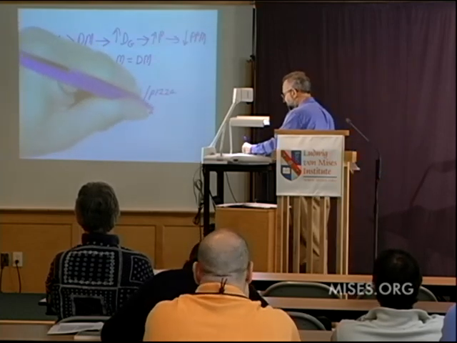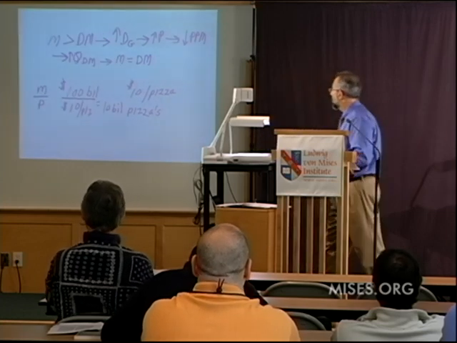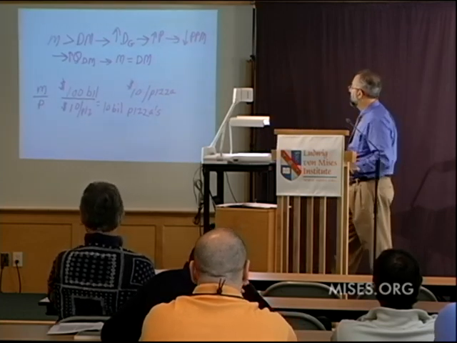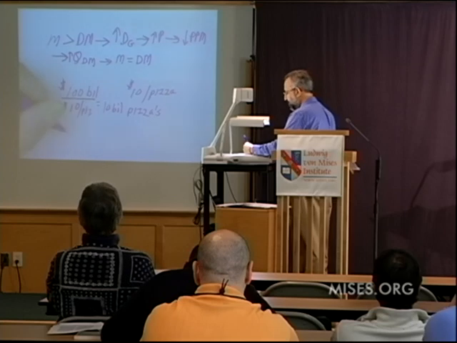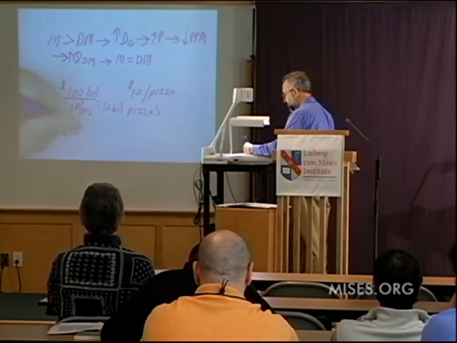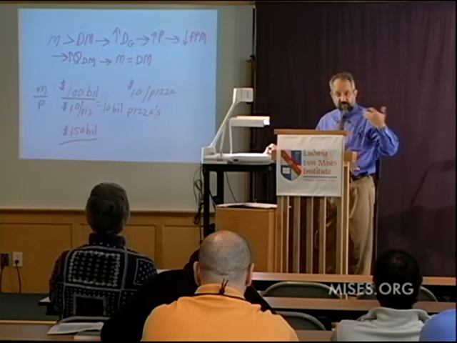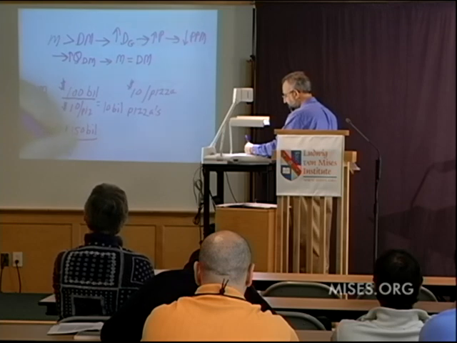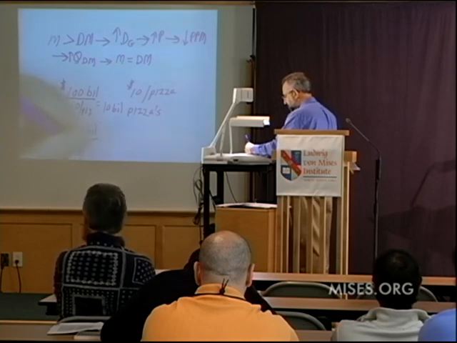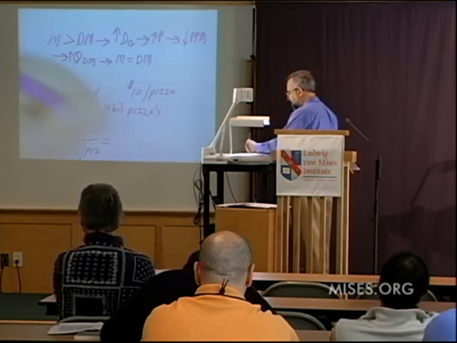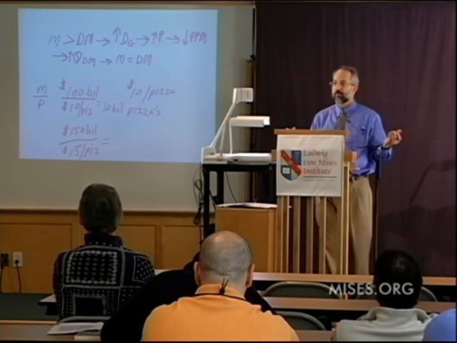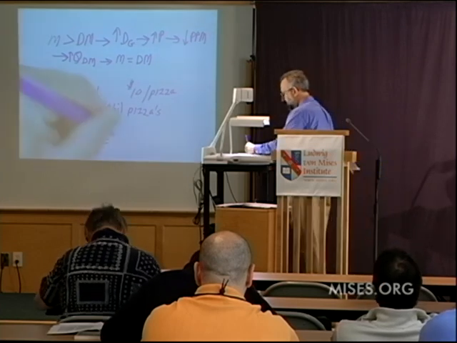Now let's see if the Fed, or the central bank, has changed anything by increasing the numerator. So it increases the money supply to $150 billion. Prices of pizza have gone up to $15, by 50%, about the same proportion as the increase in the money supply. What's happened to the real money supply? Has it changed? No, it's still 10 billion pizzas.